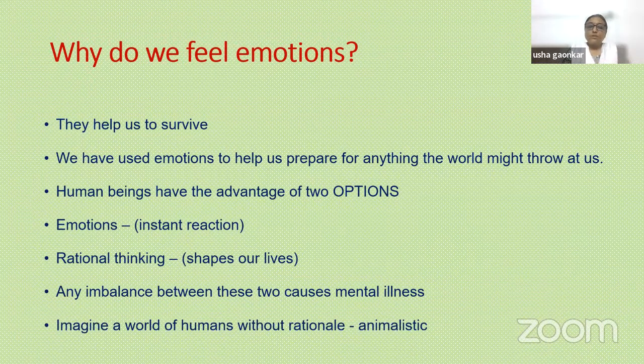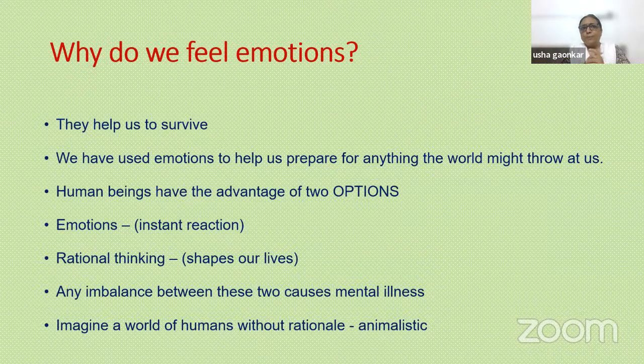So can we imagine a world of humans without rationale, how it would be? It would be very animalistic, because animals do not have that rational thinking option. But as human beings, we have that option, and we have the right to exercise that particular option. If we don't exercise rational thinking, then the world would be a very, very animalistic place to live.